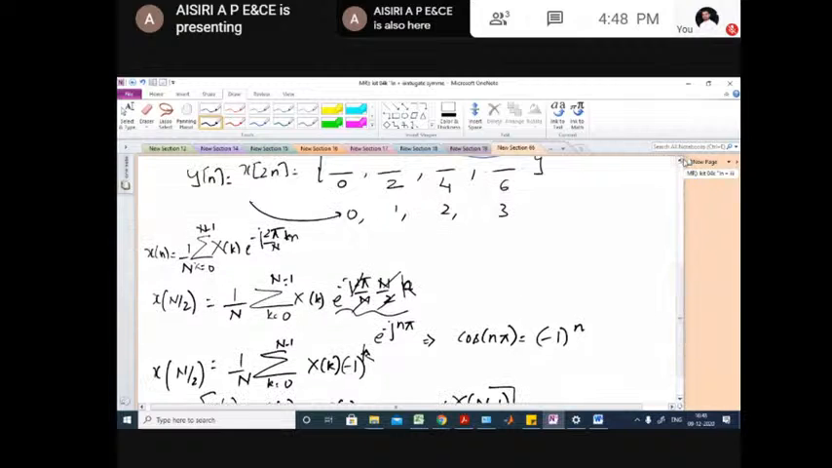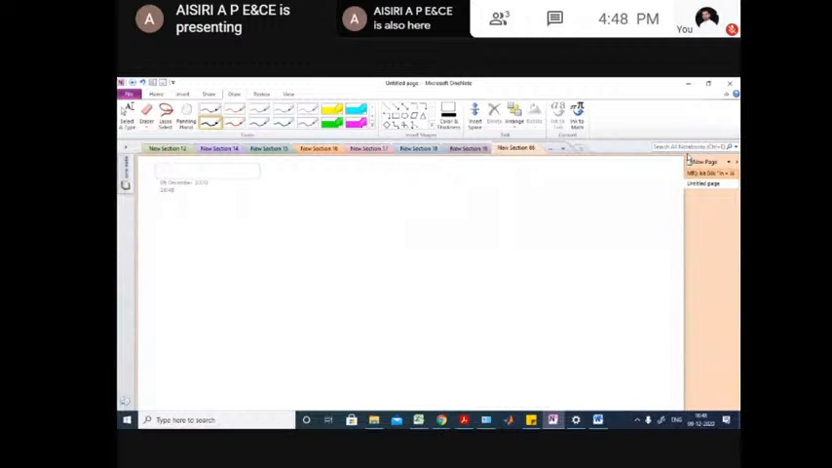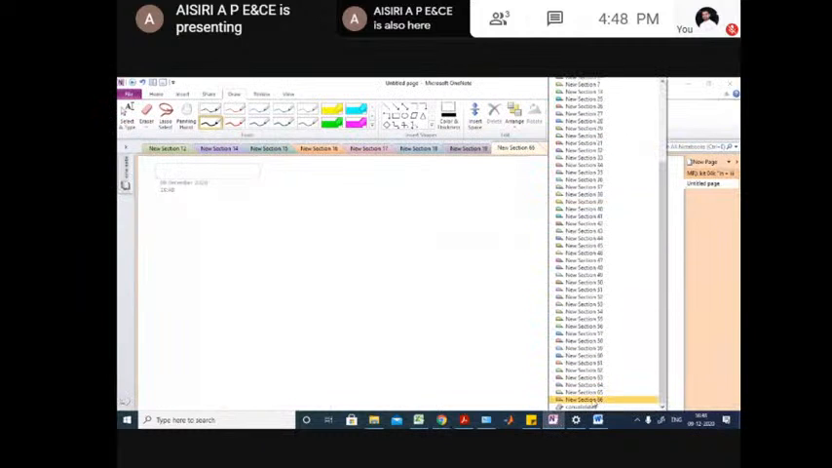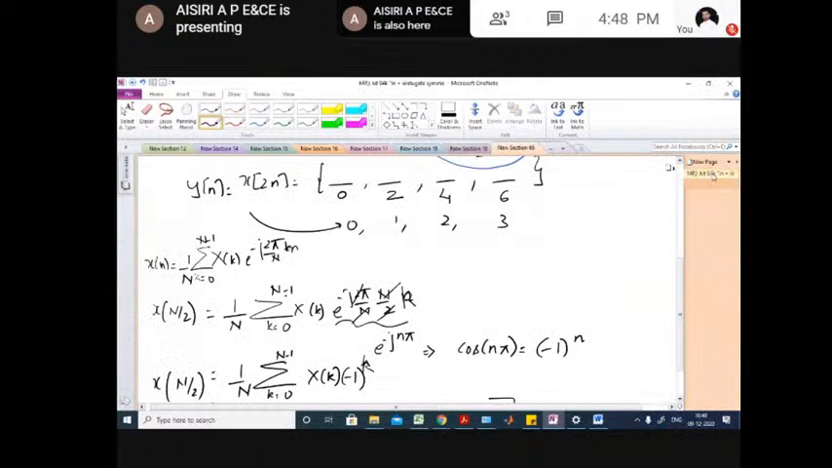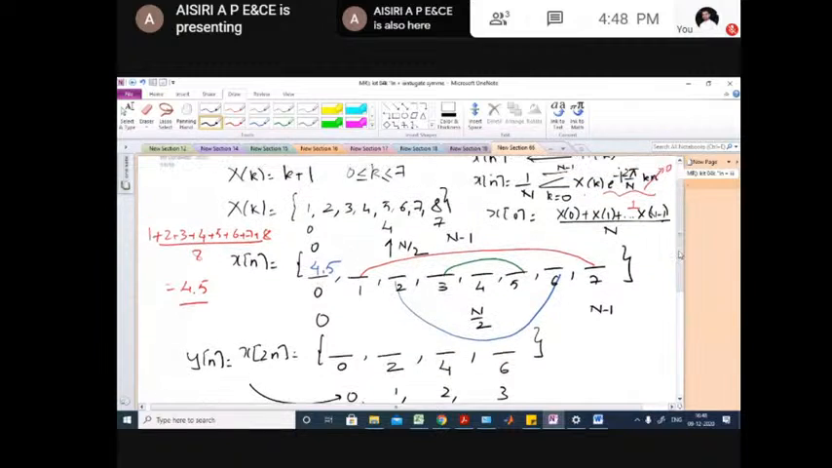In our problem, if I want to determine this, we had these values, right? So 1, 2, 3, 4, 5, 6, 7, 8. So I have to do this calculation. It is nothing but 1 minus 2 plus 3 minus 4 plus 5 minus 6 plus 7 minus 8 by 8. So if I do this, I will get minus 0.5.